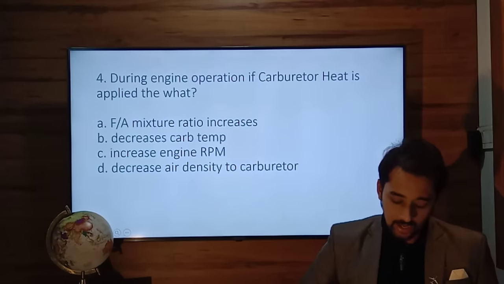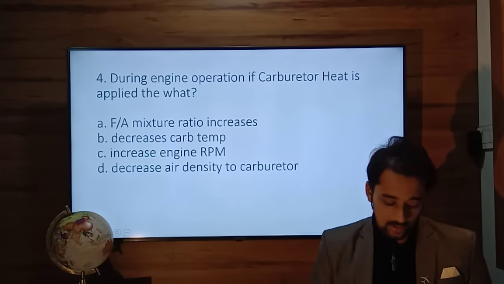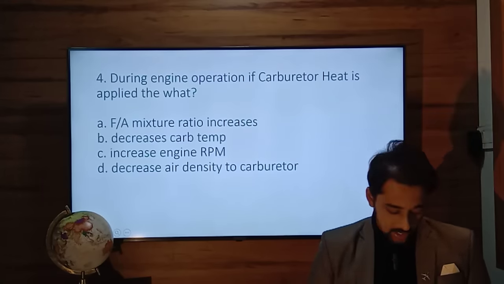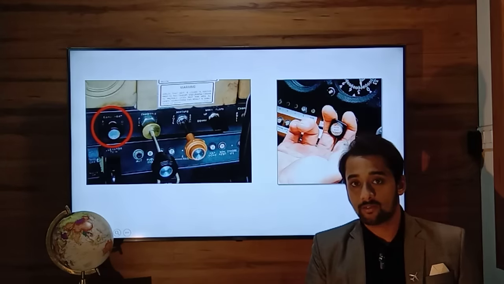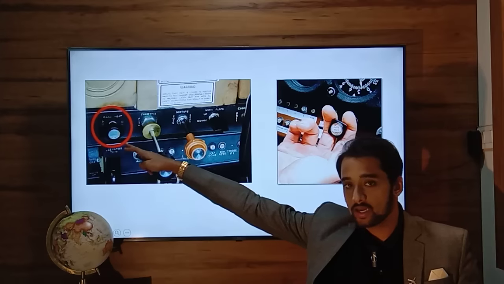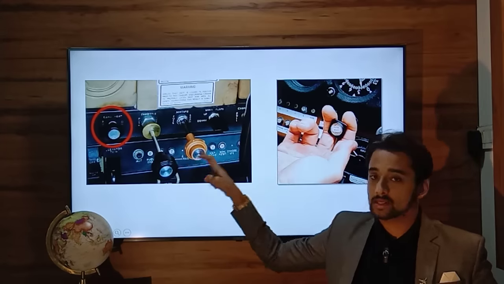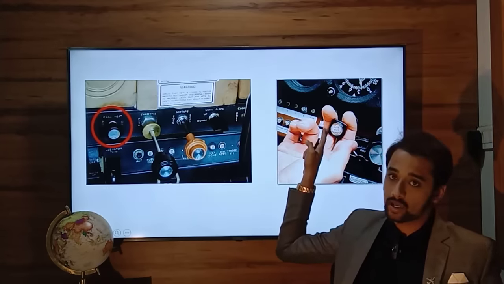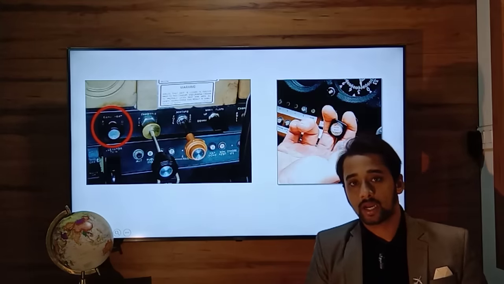Question 4. During engine operation, if carburetor heat is used, what will happen? Now what is carburetor heat? When you start flying in your Cessna, this is where the carburetor heat knob is situated, and you can operate it by pulling out the knob like this. Just like this it is pulled out, the carburetor heat knob.